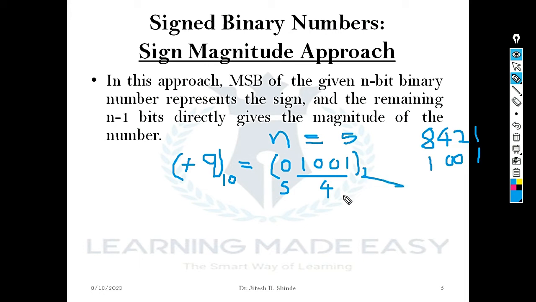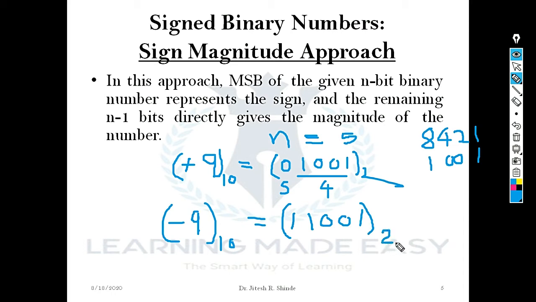Suppose that we want to find minus 9 decimal in signed magnitude approach format. Same, the number is negative, so the sign bit here will be 1. If the number is negative, sign bit is equal to 1. If the number is positive, sign bit is equal to 0. The remaining 4 bits will represent the magnitude, so the answer will be 1, 0, 0, 1 for the remaining 4 bits. Thus, minus 9 decimal in signed binary number using signed magnitude approach format, the answer is 1, 1, 0, 0, 1 to the base 2. So this is the approach.